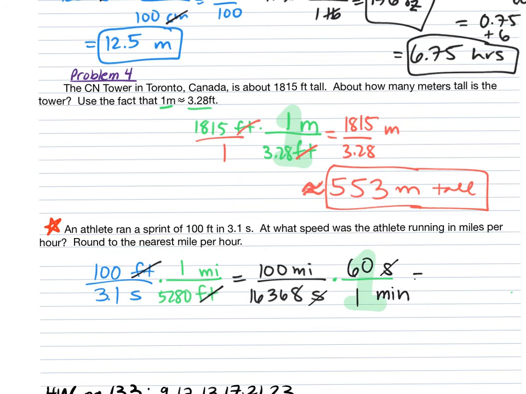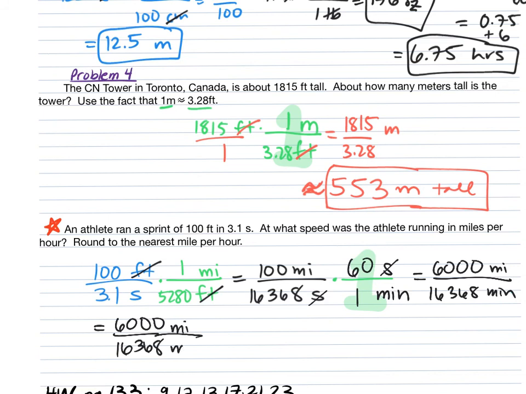Okay, and so now we can multiply across. 100 times 60 is 6,000. So 6,000 miles, and this stays 16,368 minutes. Okay, so now we're doing 6,000 miles in 16,368 minutes, but we want hours. This is miles per minute, so we want to get rid of minutes, so we're going to put minutes on the top, since minutes here is on the bottom. In hours we have 60 minutes in 1 hour. My minutes are going to cancel.